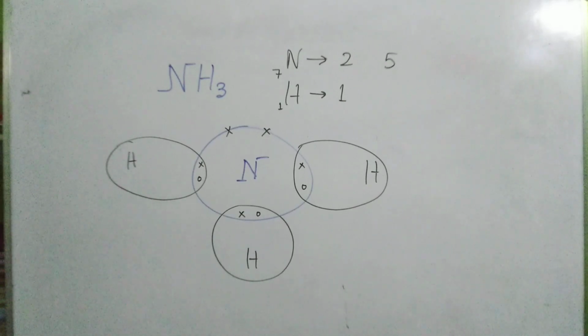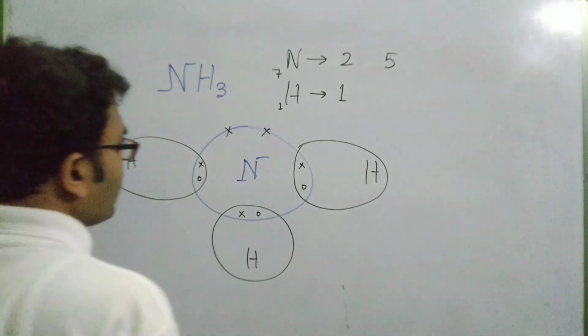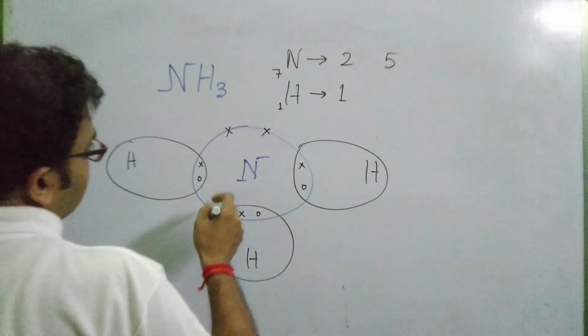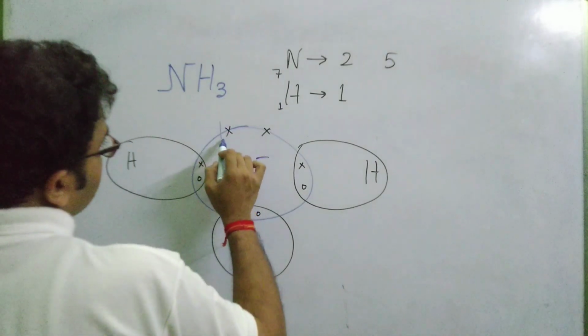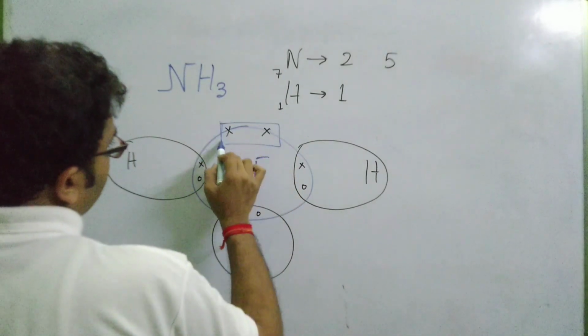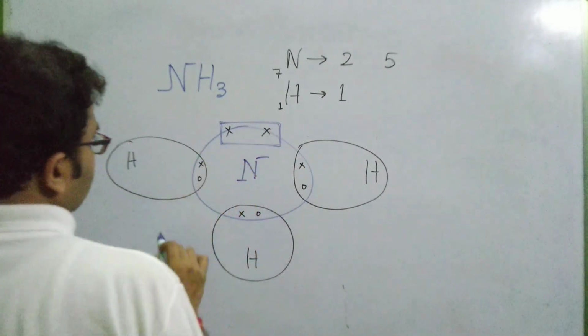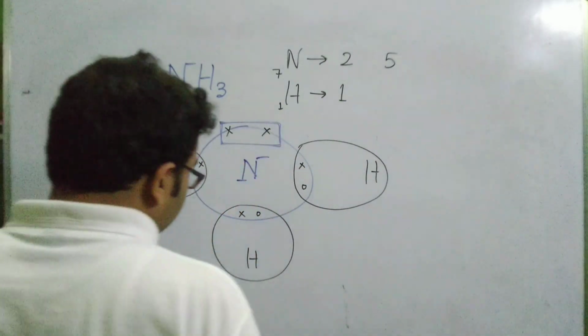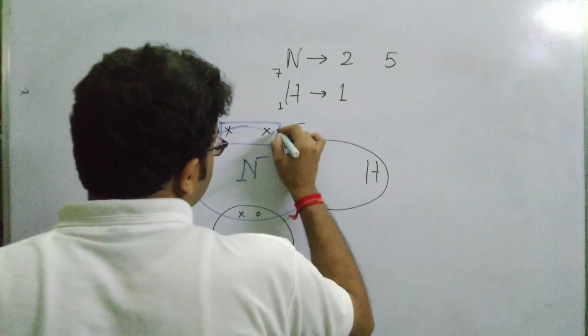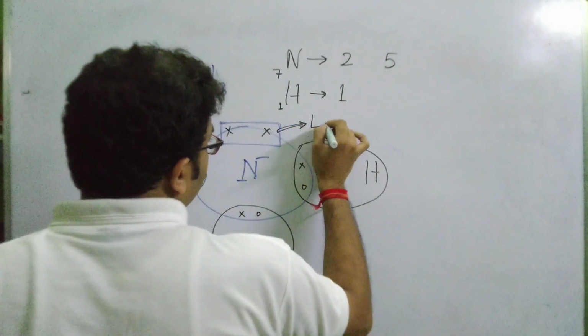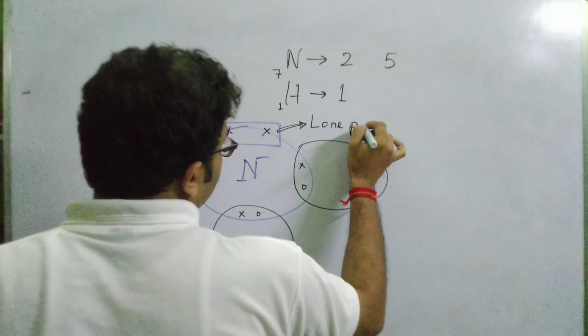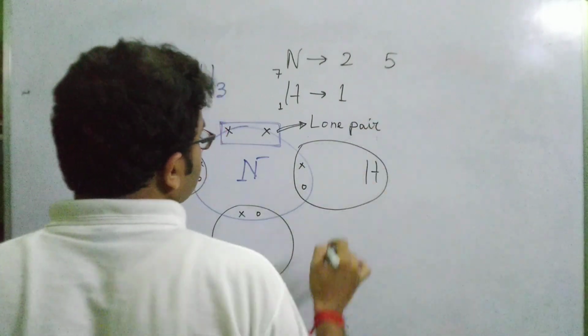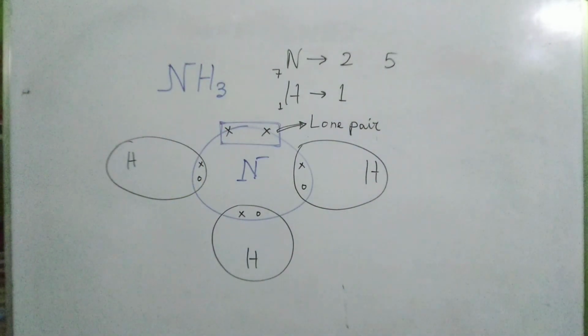So I think the overall concept is clear. Now here I must say one thing. This nitrogen atom has one pair of electrons unused. Remember, we will be discussing this. This pair of unused electrons is called a lone pair of electrons.